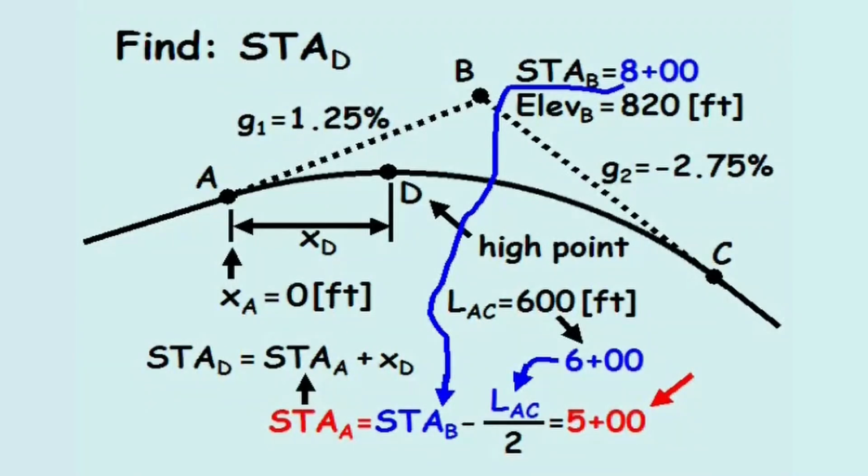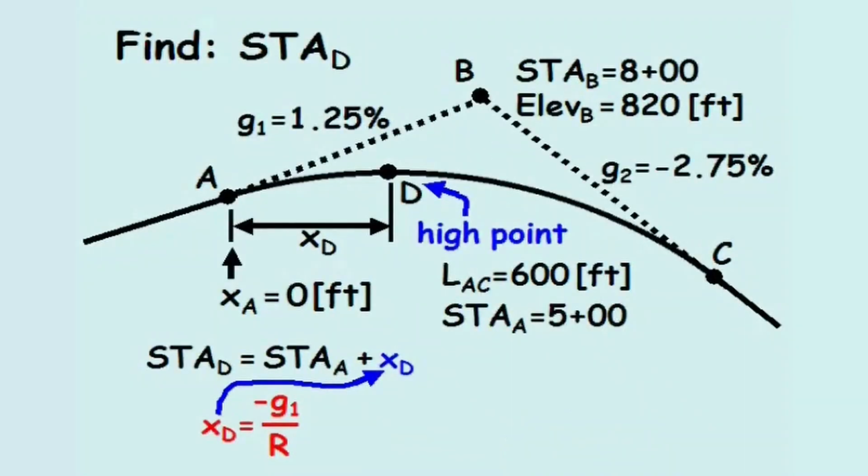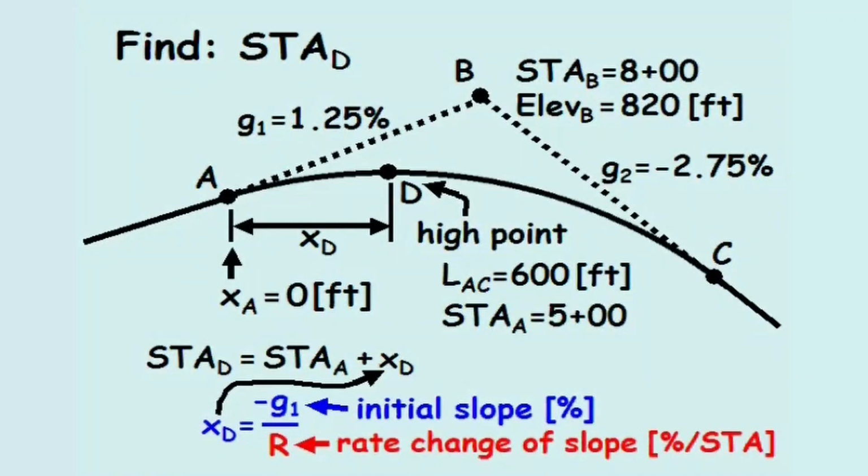Next, we'll solve for variable xd. Since the problem states point D is the high point on curve AC, we know xd equals negative g1 divided by r, where g1 equals the initial slope of the curve as a percentage. This slope is sometimes called the approach slope. Variable r represents the rate change of slope along the length of the curve in units of percent per station.